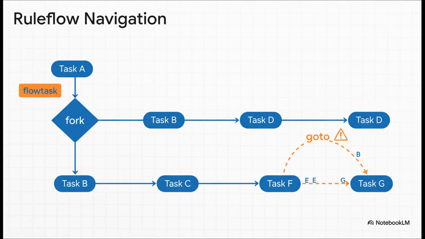These keywords are your building blocks for creating those complex visual workflows. A flow task is just a single step. A fork is where it gets cool. You can split the path and have things happen at the same time. And go to, well, it's a direct jump to another step. It's powerful, but yeah, you got to use that one with care.